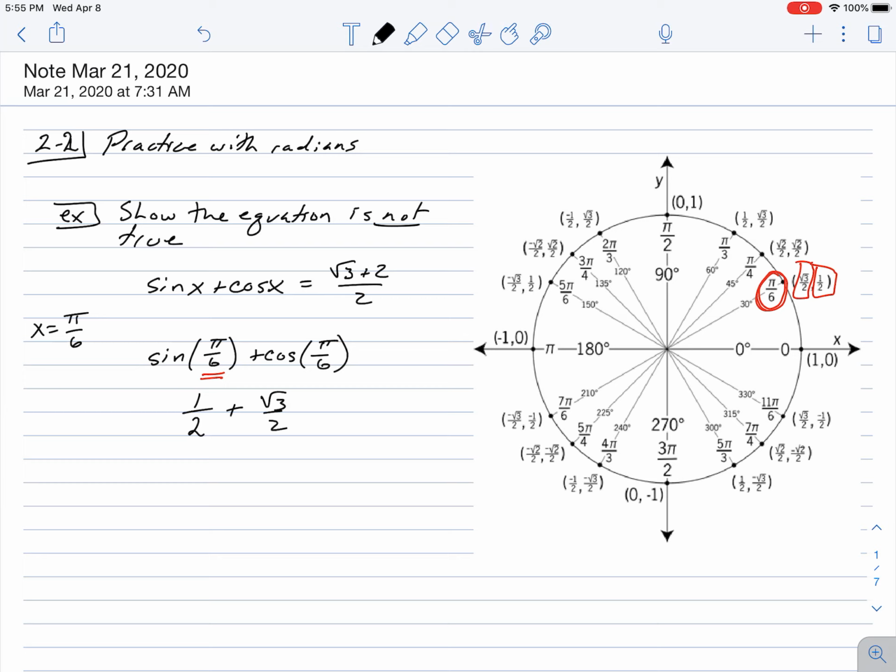Now, the right-hand side of this equation that we're supposed to be comparing to is all over one fraction, so you do need to add just to show that they're not the same. And these already have a common denominator, so I just need to add the tops, 1 plus root 3 over 2, and that is not equal to root 3 plus 2 over 2. And you're done. So that's what those problems are for.